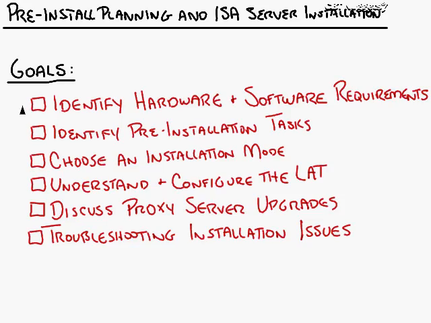So what did we see in this nugget? Well, the first thing we did was look at the hardware and software requirements. What's it going to take to install the ISA server? We also looked at some of the pre-installation tasks and considerations, things to think about before you go into the ISA server install. We looked at choosing installation mode, and that was mainly during the install. And we looked at the all-important concept of the local address table. You now know what that is and how to configure it.